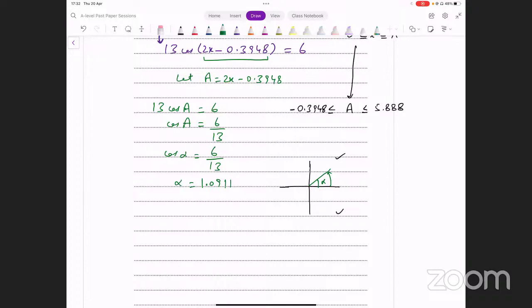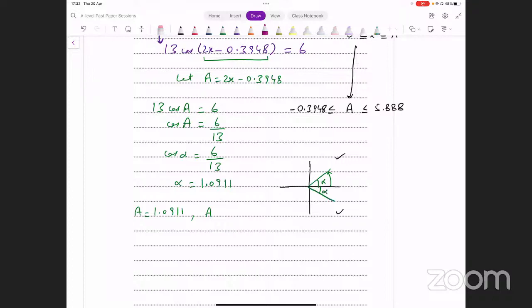Well, that is in the interval. वो इस interval के अंदर आ रहा है. So that's one possible value of A that we have. We say A equals 1.0911. Okay. What could be another possible value for A from this? आप यहाँ पे पूरा एक सर्कल घूम के जाएं and go in the fourth quadrant. एक तो first quadrant हो सकता था, दूसरा आपका fourth quadrant हो सकता है.